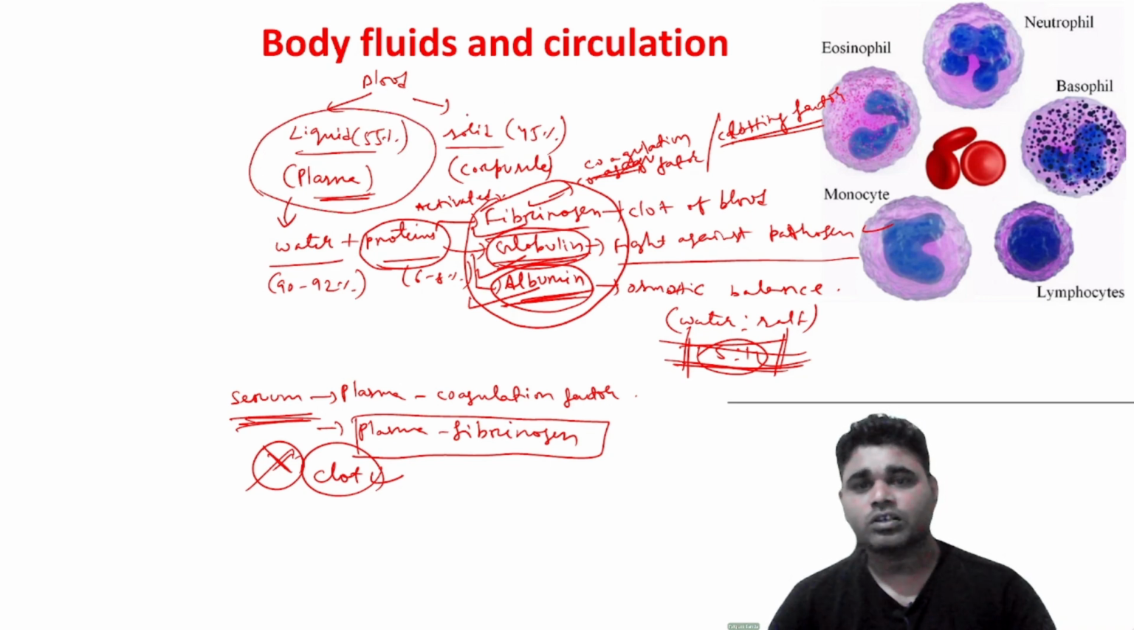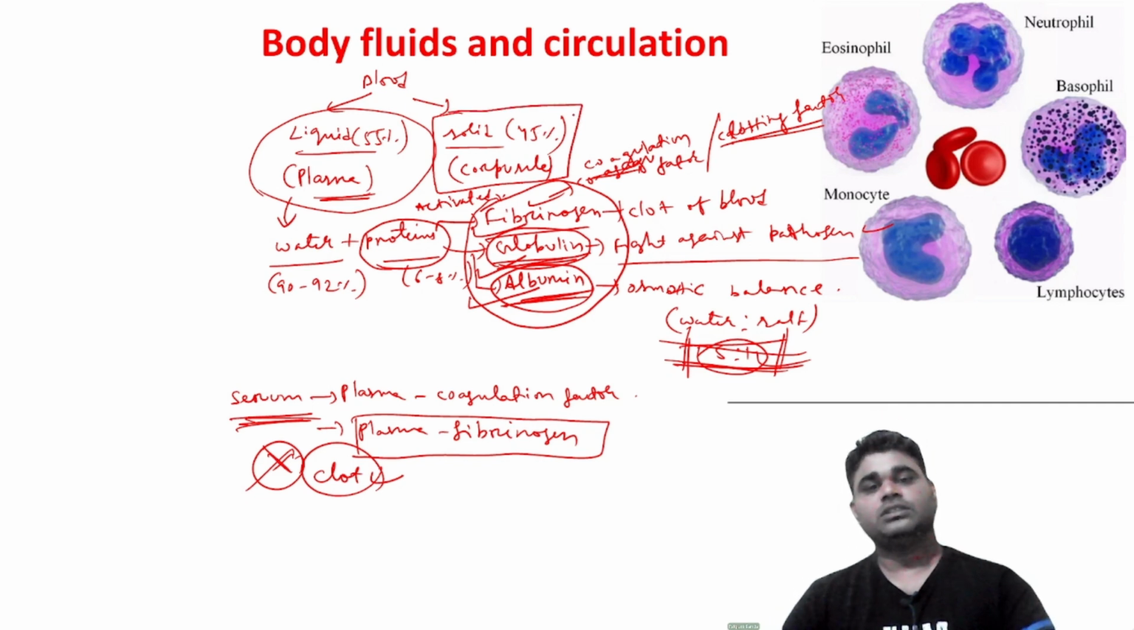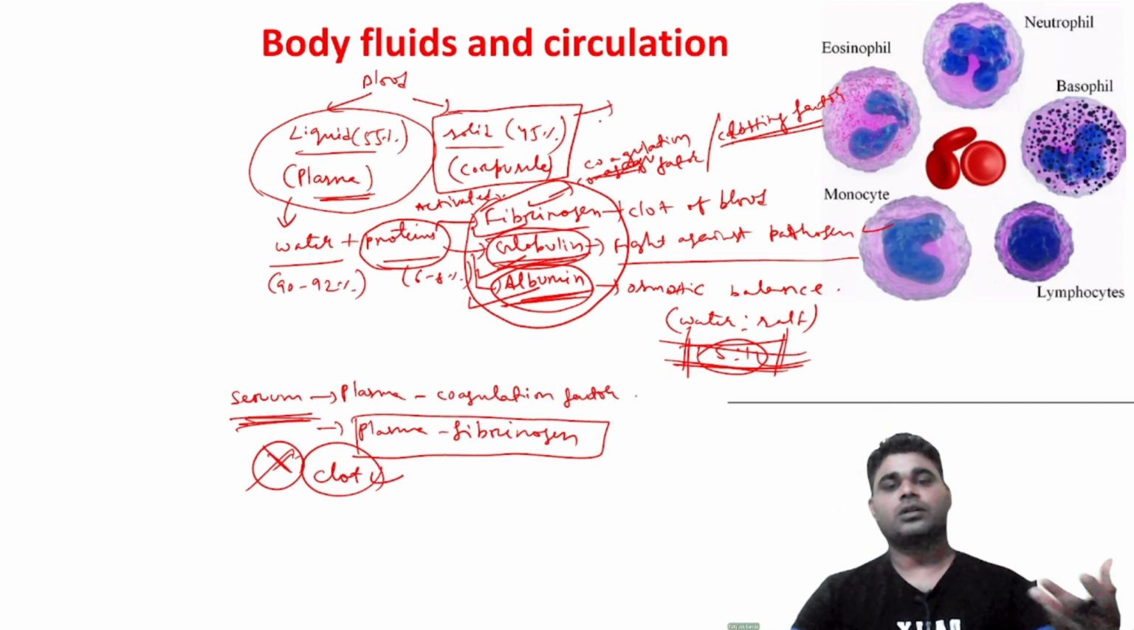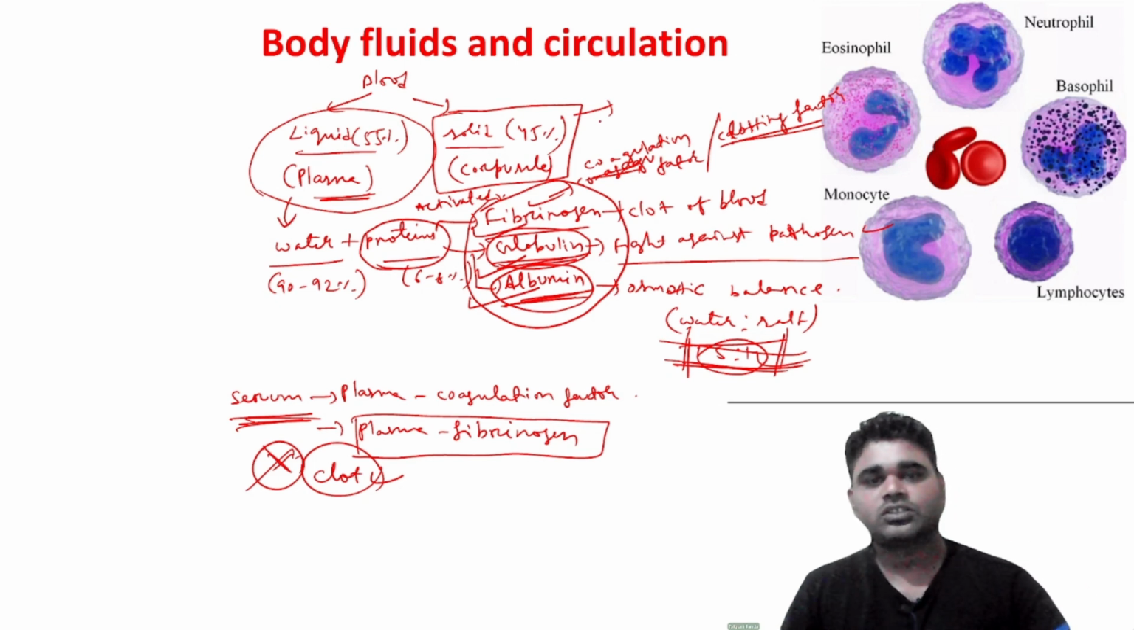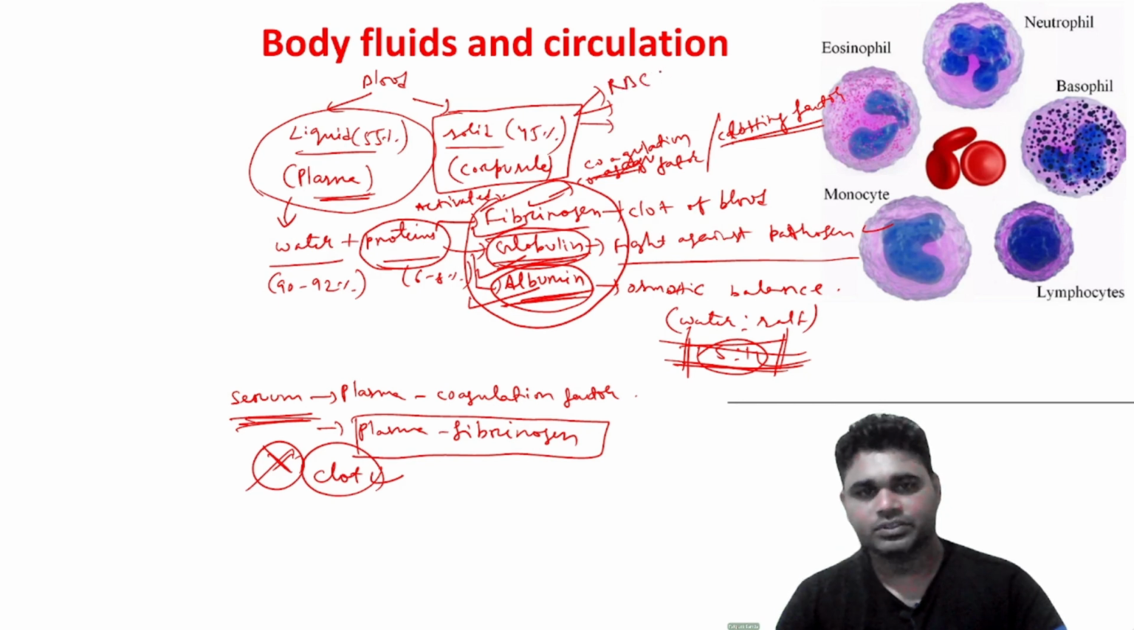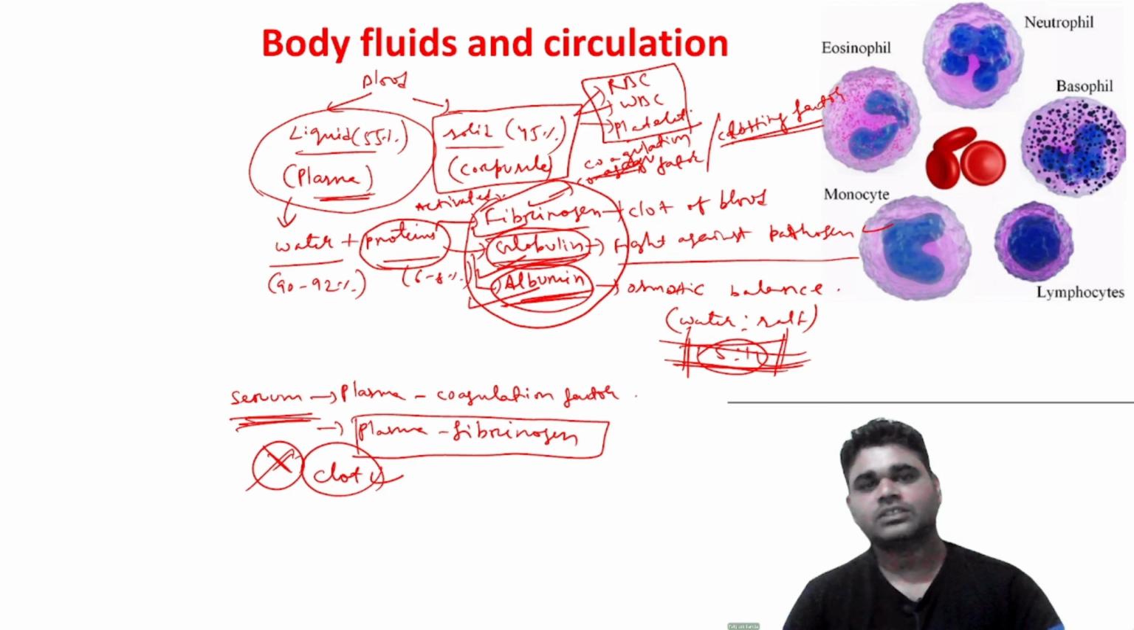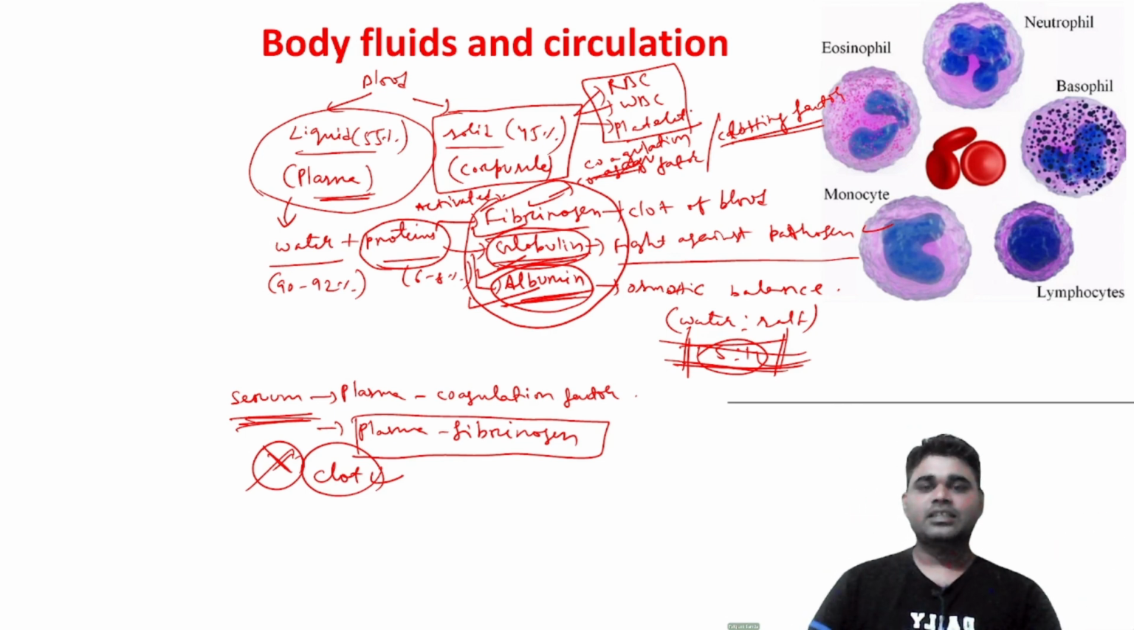So, now come to the corpuscles. Corpuscles means the solid part, which includes the 45% of the total blood. So, these solid parts are of three types. One is called the RBC or the red blood corpuscles. One is called the WBC or the white blood corpuscles. Another is called the platelet. Okay. So, these three parts, that means RBC, WBC and the platelets, are called the corpuscles or the solid part of the blood.